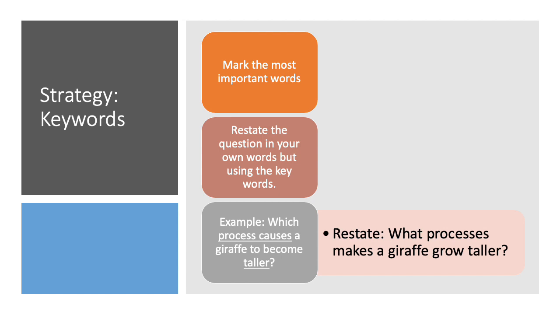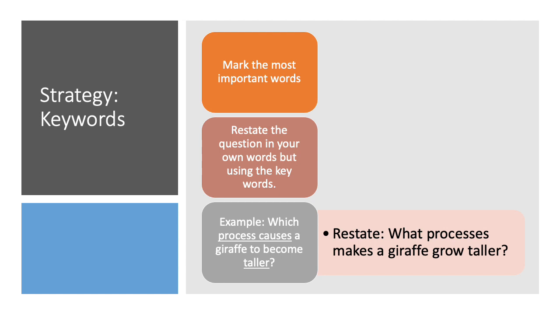So anyway, keywords. You're going to look for the most important words and you're going to mark those words. Then you're going to restate the question in your own words, but still using the keywords or the definition of the keywords. So here's an example. Which process causes a giraffe to become taller? My keywords I underlined are process, causes, and taller.